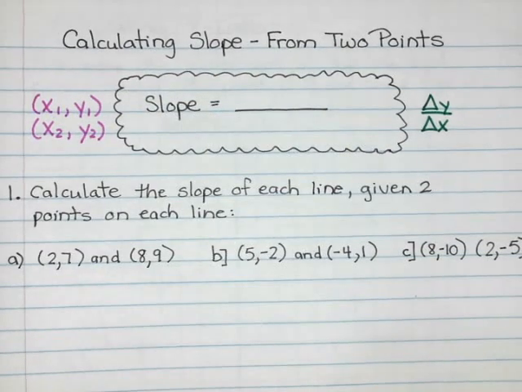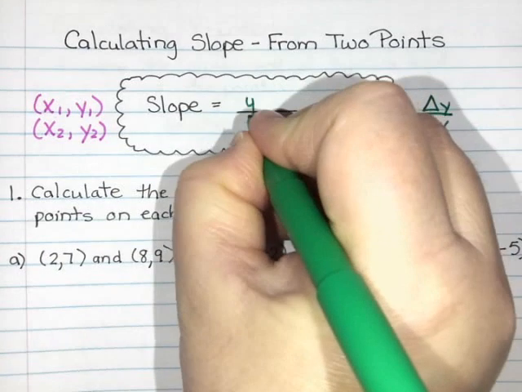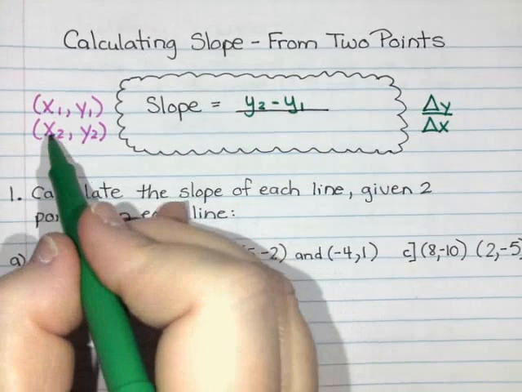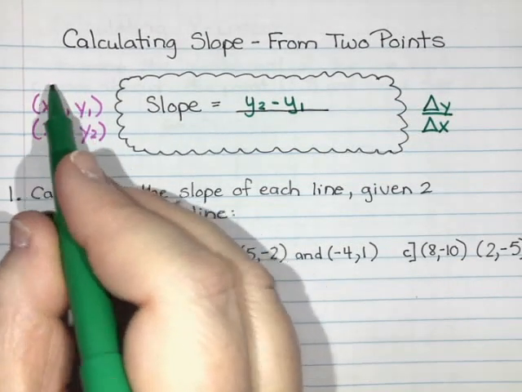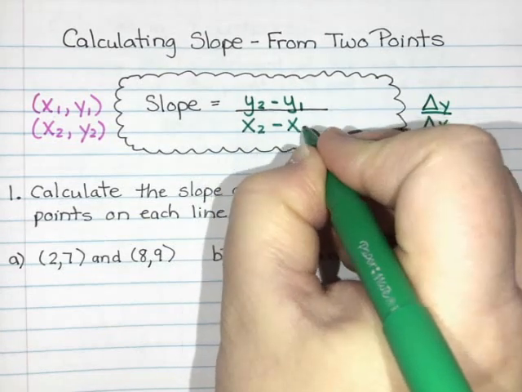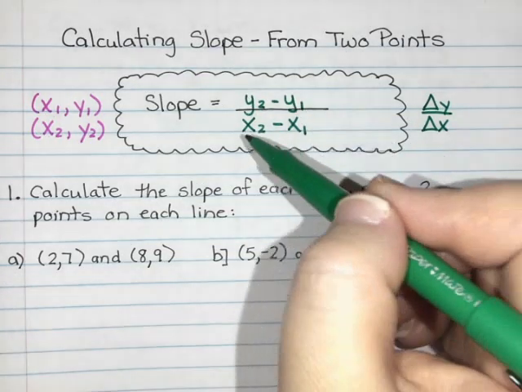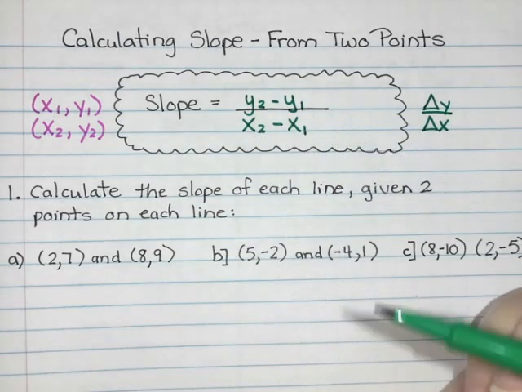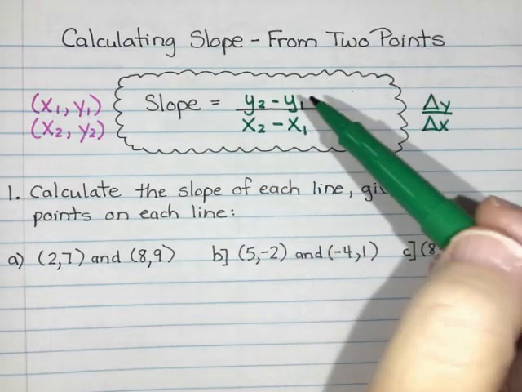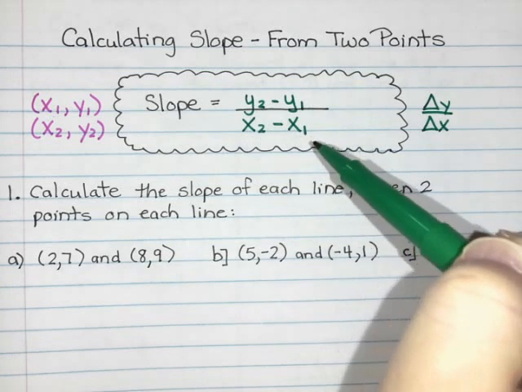You could find the difference by subtracting your y values, so y2 minus y1, and then get the difference in your x's by subtracting your x values, so x2 minus x1. You could have done y1 minus y2 over x1 minus x2. It doesn't really matter as long as you do the same order on the top and the bottom. So traditionally we do y2 minus y1 over x2 minus x1.